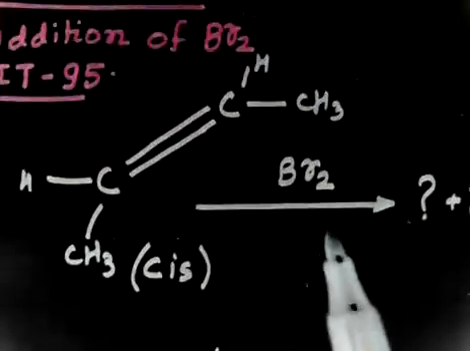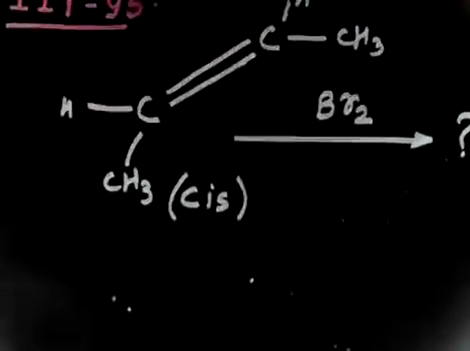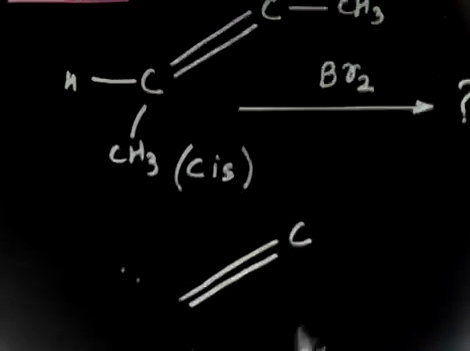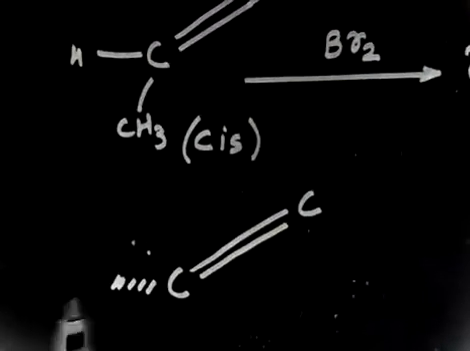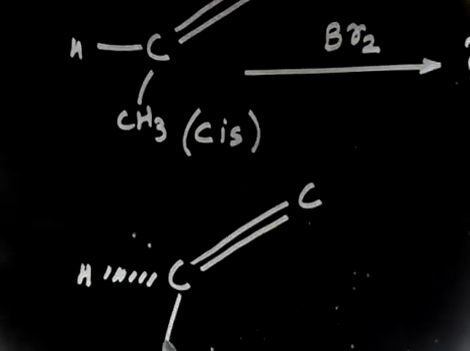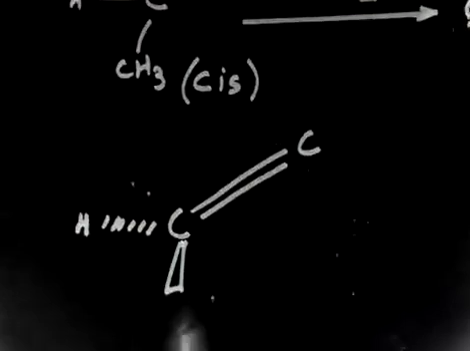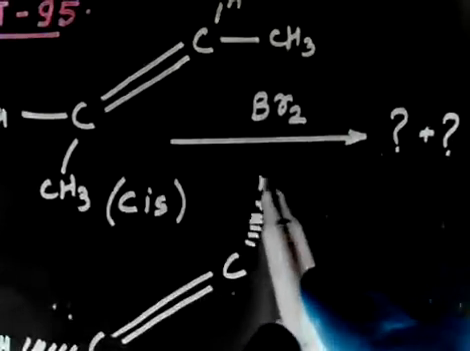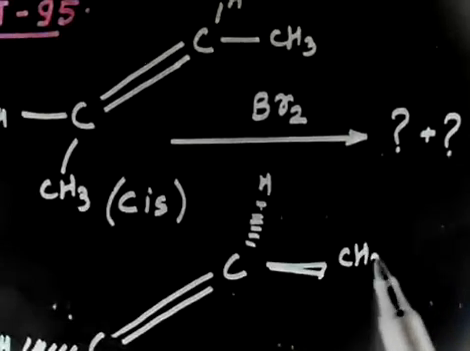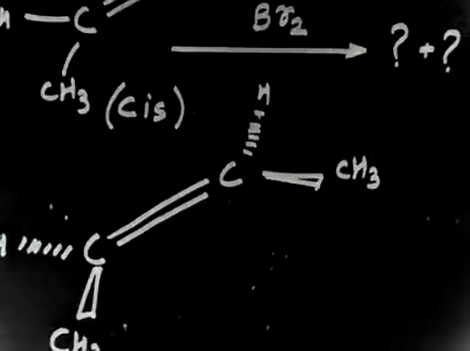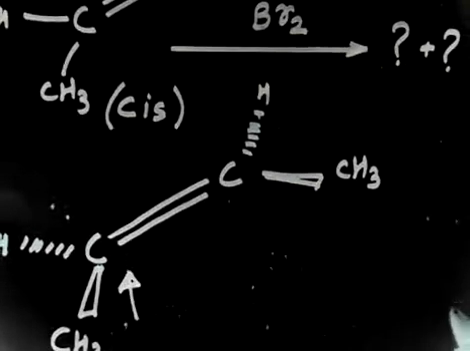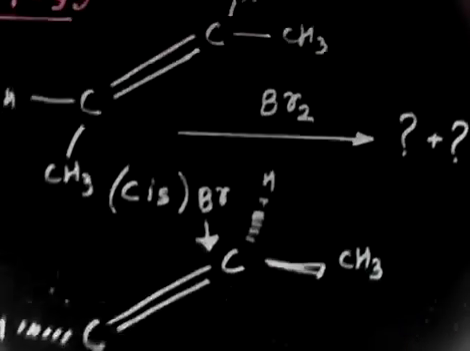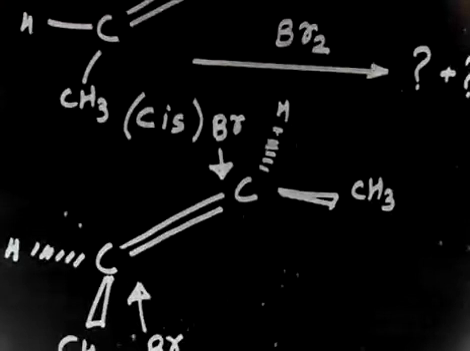You see, the addition of bromine is anti, if you remember. So what will happen? I have the two carbons. One hydrogen is going inside, and another CH3 is coming outside. Same thing on this carbon: one hydrogen going inside and one CH3 coming outside. So this is the formula we have. Now if I add bromine, I will add one bromine from the bottom and another from the top, because the addition is anti.